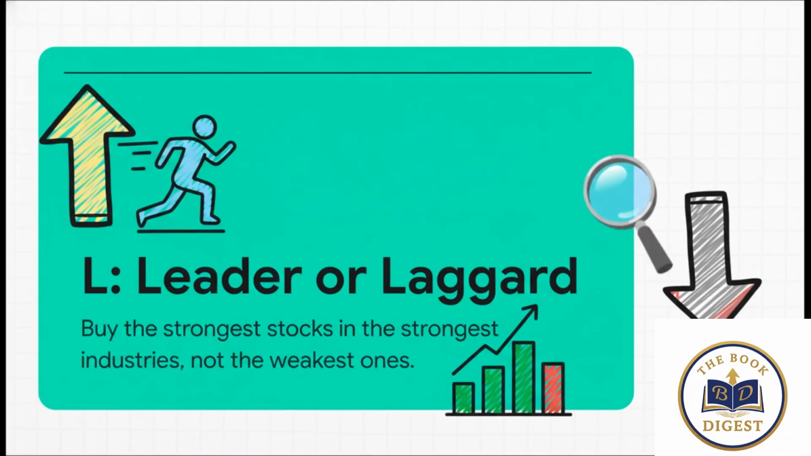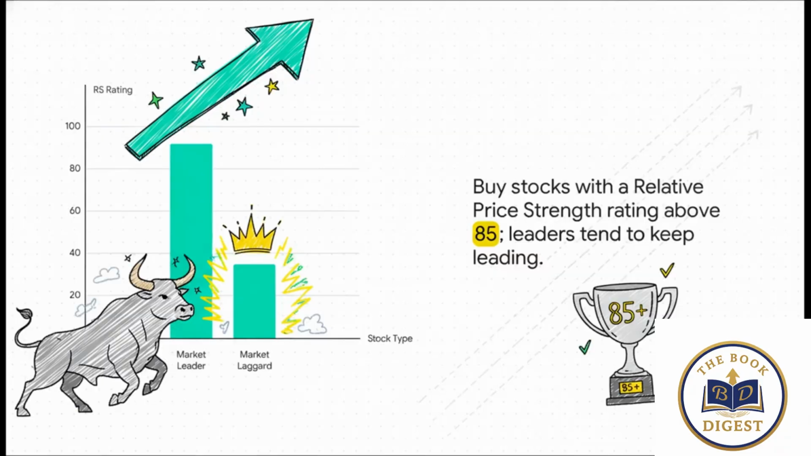Next up, we've got L for leader or laggard. And this one directly attacks a huge mistake that so many investors make. They love to buy the cheap, beaten-down underdog, hoping for a turnaround. O'Neill's data says, do the exact opposite. You don't want the sympathy buy, you want the champion. His data on this was crystal clear. Buy the strongest stocks in the strongest industries, period.